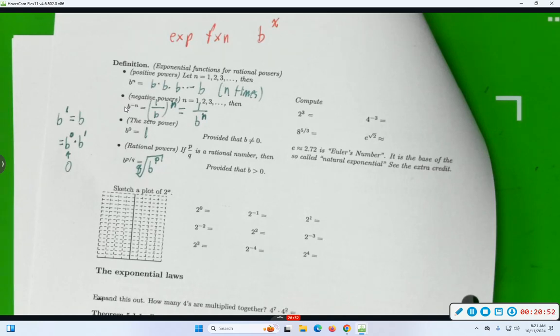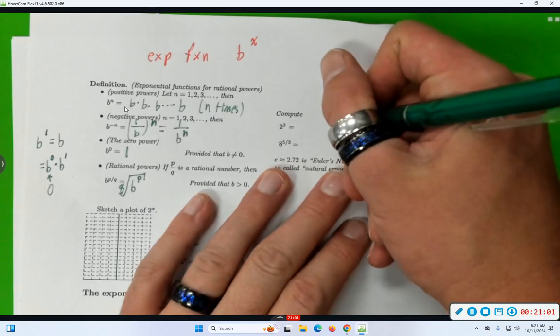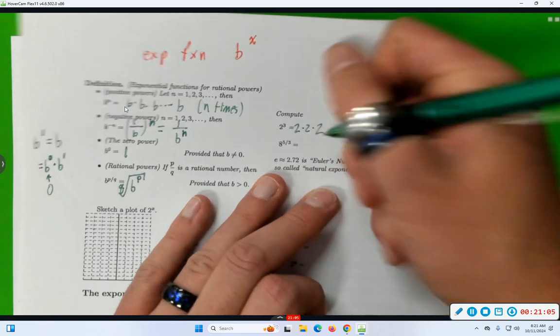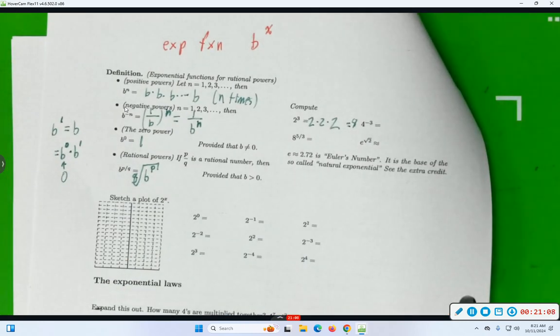Say it louder. Where? Yeah. Cool. But why is it 8? It's 2 times 2, which equals 4, and then 4 times 2. Nice. Yeah, I agree. What about 4 to the power of negative 3?